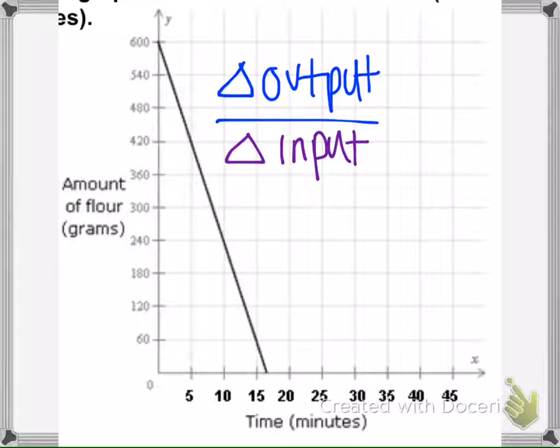So if we take a look at the graph here, this notation right here looks like a triangle. That's the abbreviation for the word change. So this means find the change of the output and find the change of the input. So we know that the output is always our vertical axis, in this case the y-axis. So we want to know how the amount of flour in grams is changing. So if I look here, it starts at 600 and then it goes all the way down to 420.